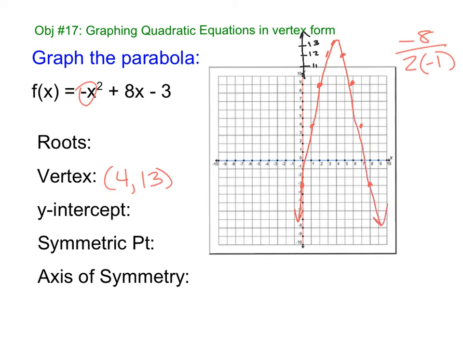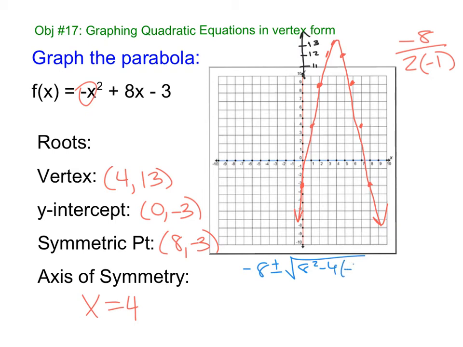Alright, so the y-intercept is (0, -3), and the symmetric point is (8, -3). X equals 4. Okay, so now to solve it, I'm going to use the quadratic formula: negative b plus or minus the square root of b squared minus 4ac, all over 2a. So let's see, we got 64 minus 4 times 3, which is root 52.